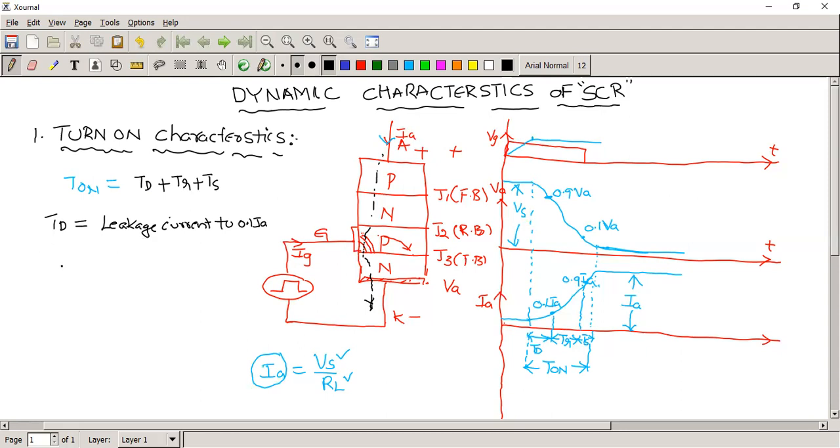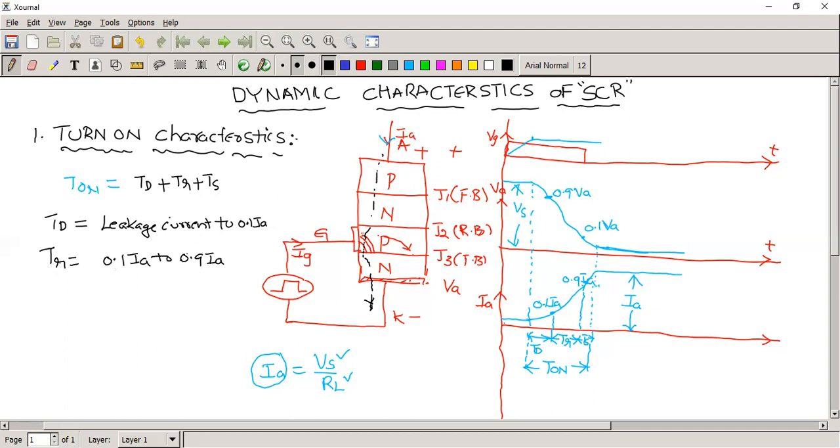The rise time, TR, is the time taken by the SCR to change the anode current from 0.1 IA to 90%, nothing but 0.9 IA. This is nothing but the rise time.